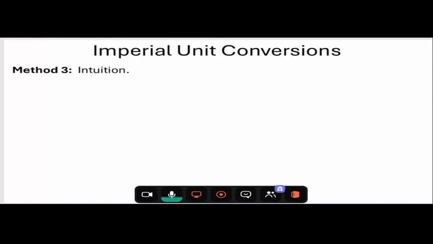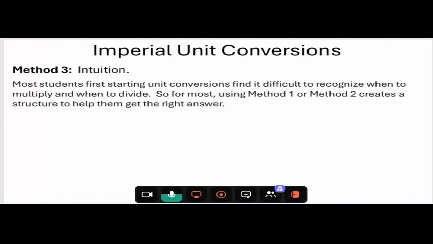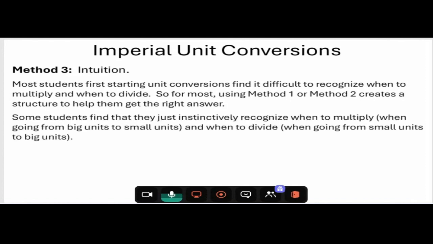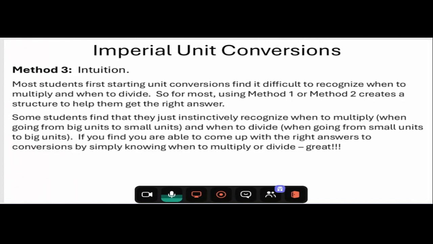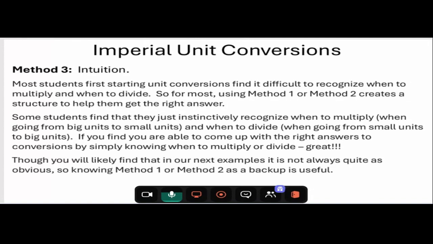Method number 3, I've talked about a whole bunch already. If intuitively you look at it and you understand when to divide and when to multiply, and you get all the questions right on your practice, that's great. Not everyone, most people aren't in that category, but there are definitely some that are. Yeah, I've said all the stuff. I'm not going to repeat it all there on this slide.